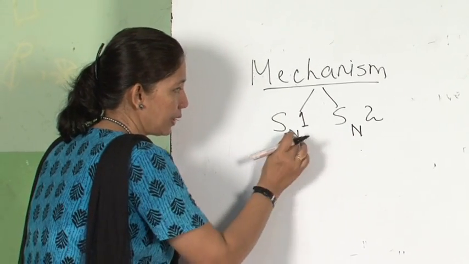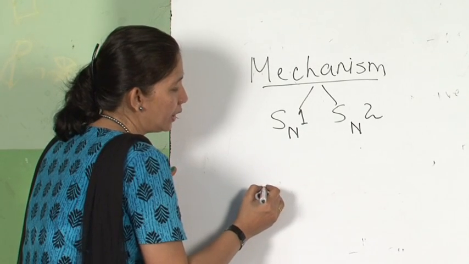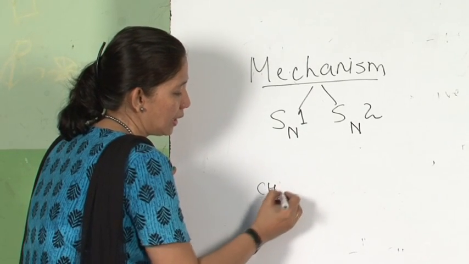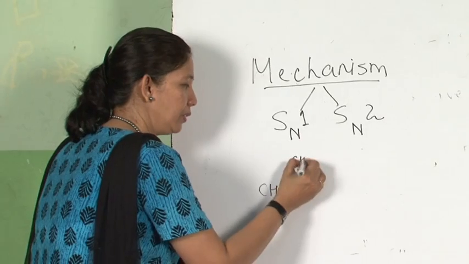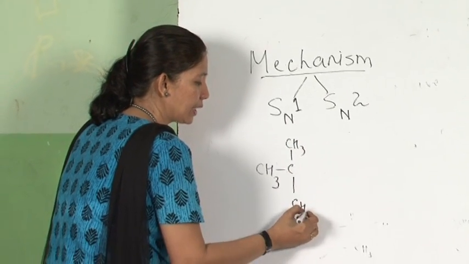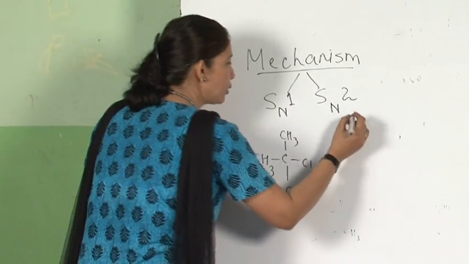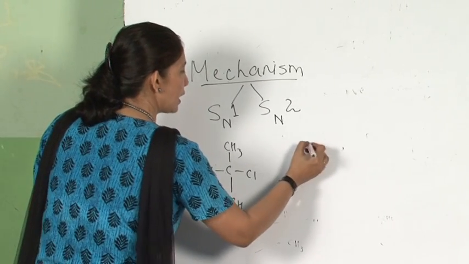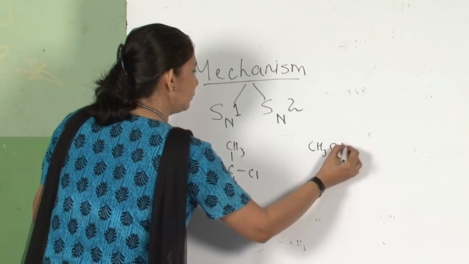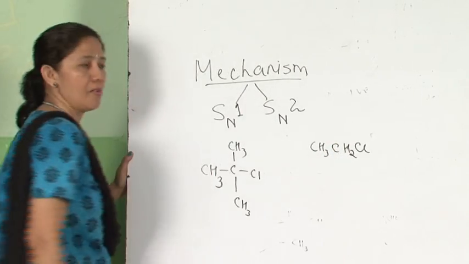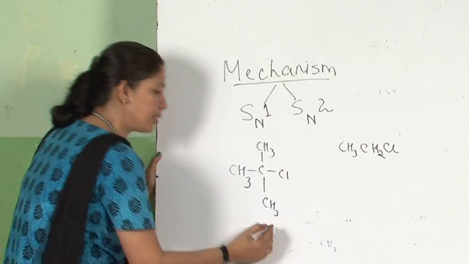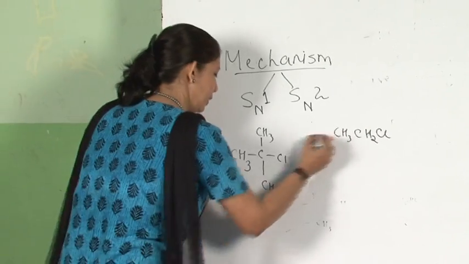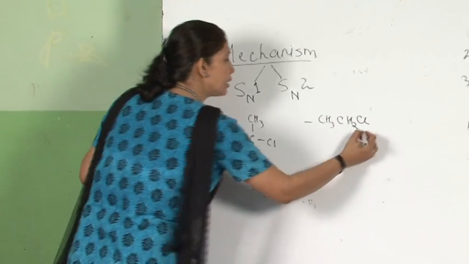Now SN1 is generally given by the 3-degree alkyl halide. I'll just write one of the examples. This is clearly explained in the textbook. So you can go through, sufficient examples are also there. SN2 is given by the primary alkyl halide, for example like this. Whenever SN1 is taking place, here I am writing this is a 3-degree, this one is 1 degree.